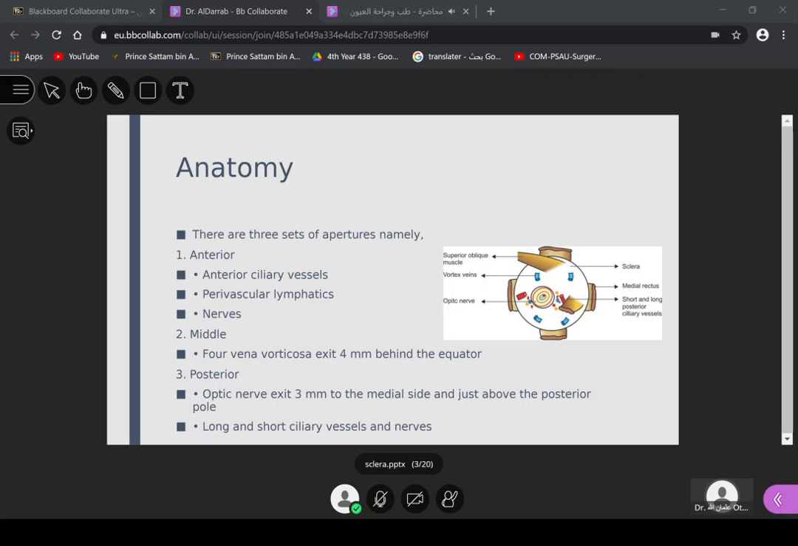So anatomy, there are 3 sets of apertures. Anterior, we have anterior ciliary vessels, perivascular lymphatics, and nerves. Middle, we have 4 vortex veins, around 4 millimeters behind the equator. Posterior, we have the optic nerve exit 3 millimeters to the medial side and just above the posterior pole. Then we have the long and short posterior ciliary vessels.